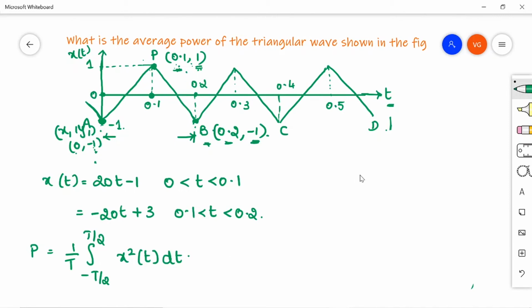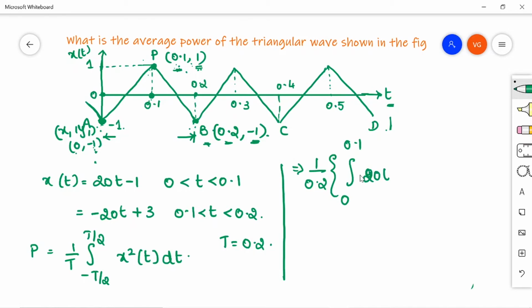Now I'll try to find out the average power. So average power P is given by 1 by T integral from minus T by 2 to T by 2 of x square of t dt. So the total time interval here is 0 to 0.2. So T, the time period, is 0.2 here, and in this time period 0 to 0.2, it is defined in two parts, 0 to 0.1 and 0.1 to 0.2. So the same thing I am writing here, 1 by 0.2 into integral 0 to 0.1, you have one signal, that is 20t minus 1 dt, plus integral 0.1 to 0.2, you have minus 20t plus 3 dt.